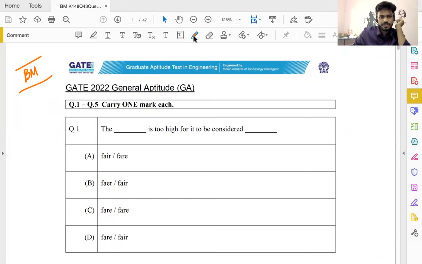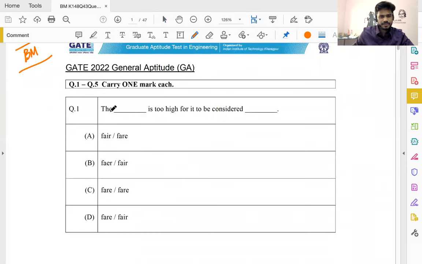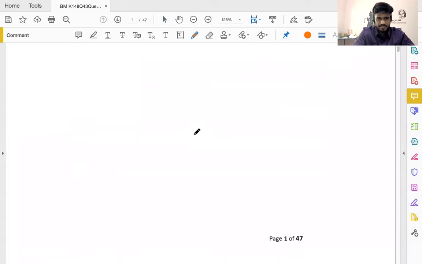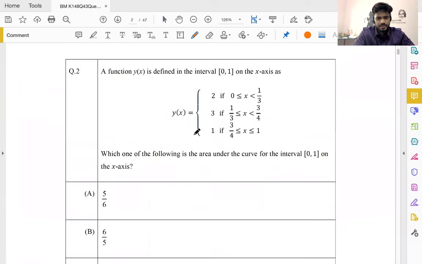Let's get quickly started. This is too high for it to be considered. I think the FAIR is too high to be considered FAIR. So I think it is very, very common to give homonyms in the GA part. This occurs very, very frequently.